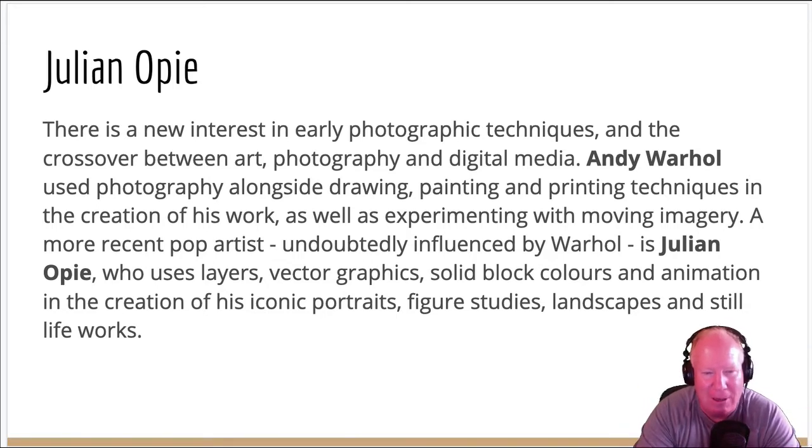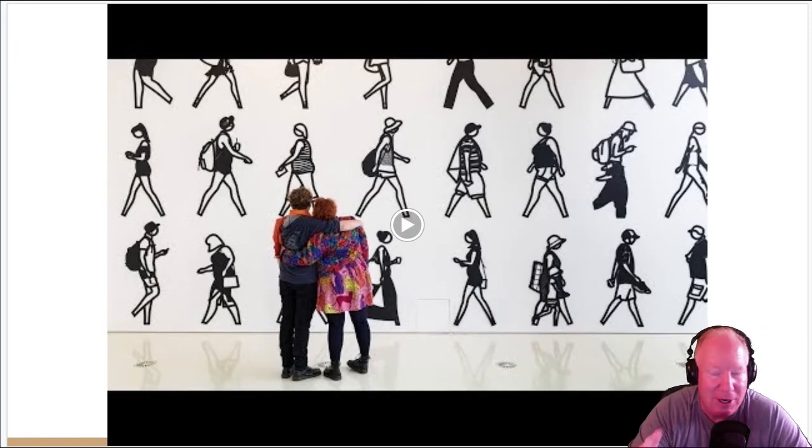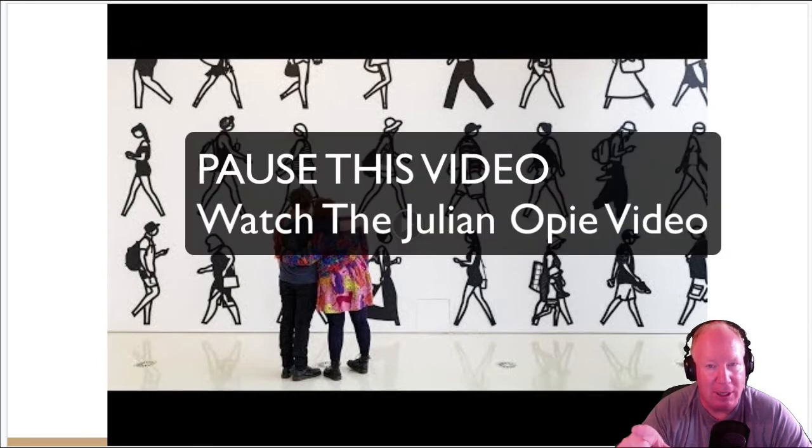And then Opie uses layers, and he uses vector graphics, and he does a little bit of animation and simple shapes, and really does this pretty. I love his style. It's a really interesting style. So rather than me talk about it, what you need to do is pause the video right now. Pause it and watch this short video on Julian Opie, and then we'll come back and I'll introduce the project to you. So pause now and watch the video.